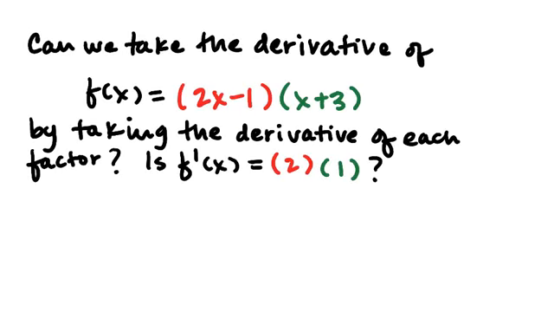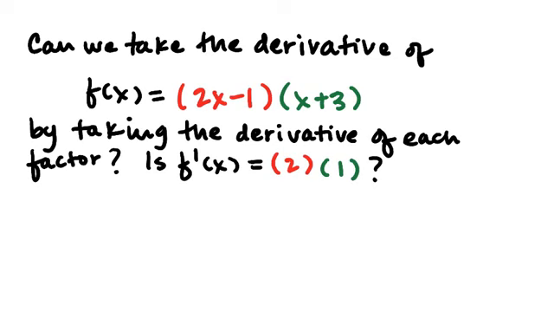So, kind of an opening question for thought is, can you take the derivative of a product by taking the derivative of each factor? Like, is the derivative of the function (2x minus 1) multiplied by (x plus 3), can you take it by just taking the derivative of each factor and multiplying them together? Yeah, and it's not going to work because I know that that's a second-degree polynomial, and I know that the derivative of a second-degree polynomial is a first-degree polynomial.